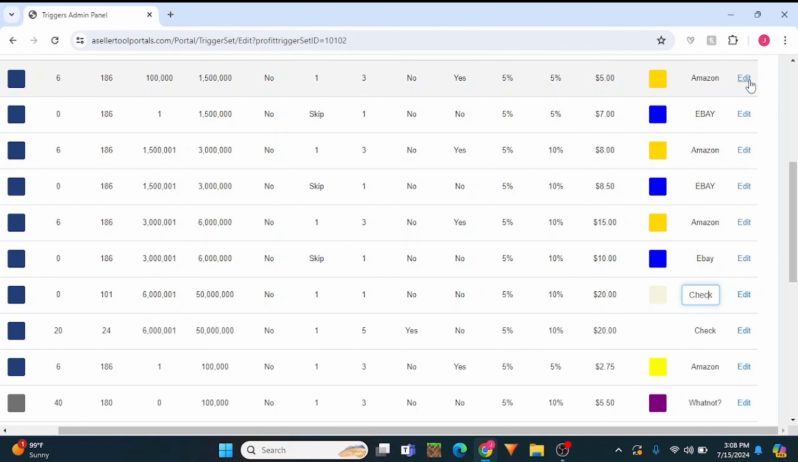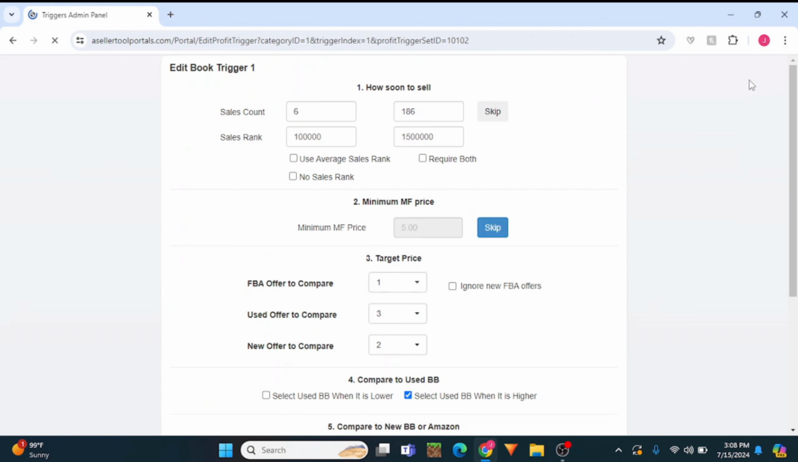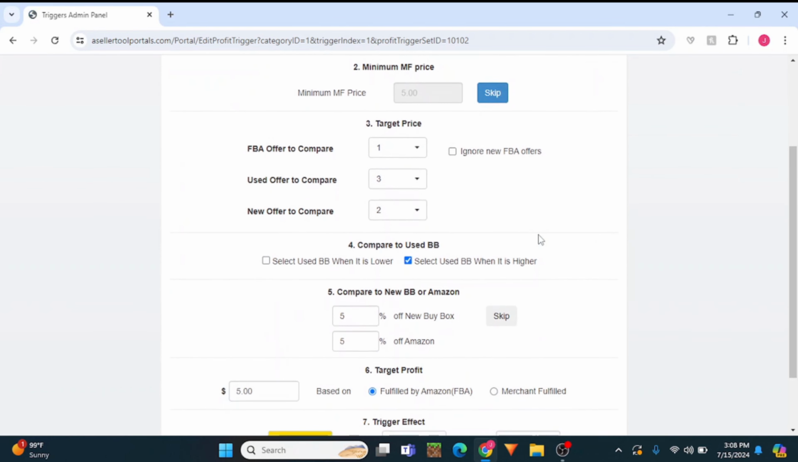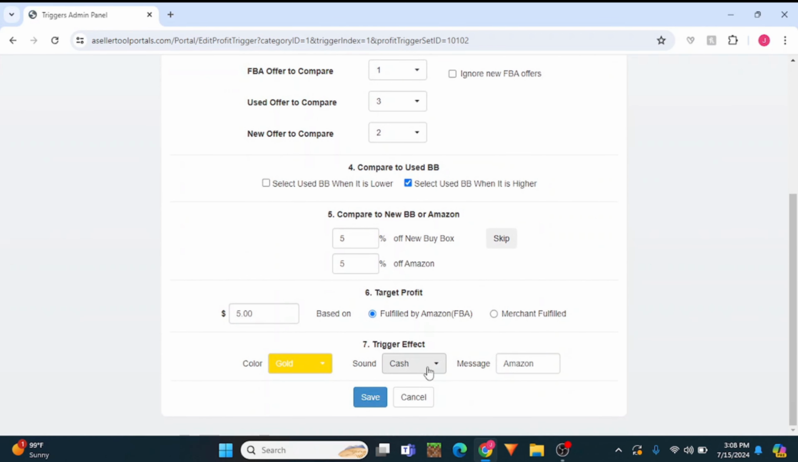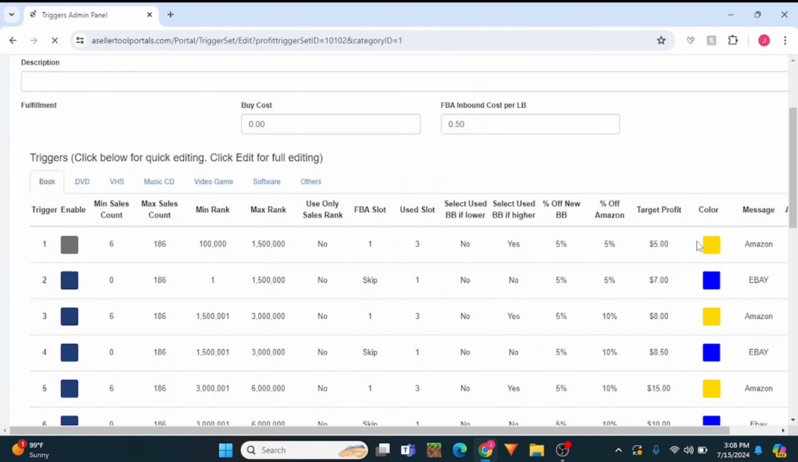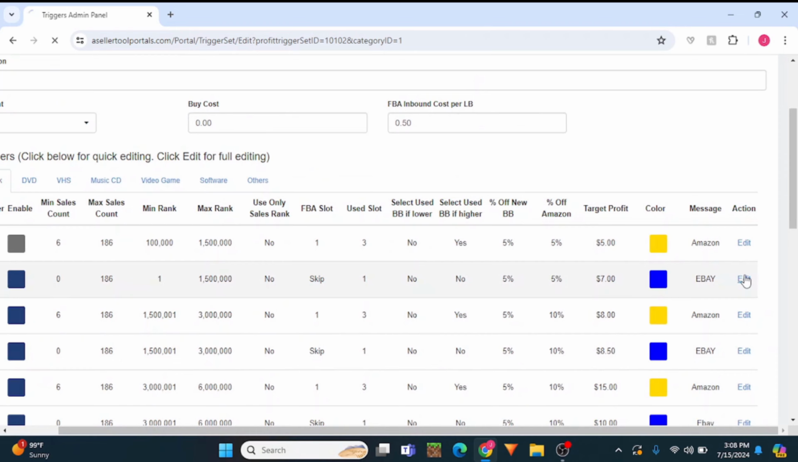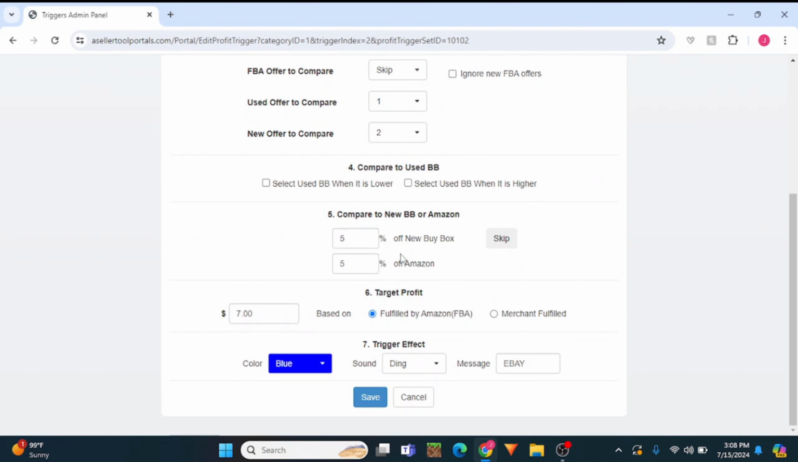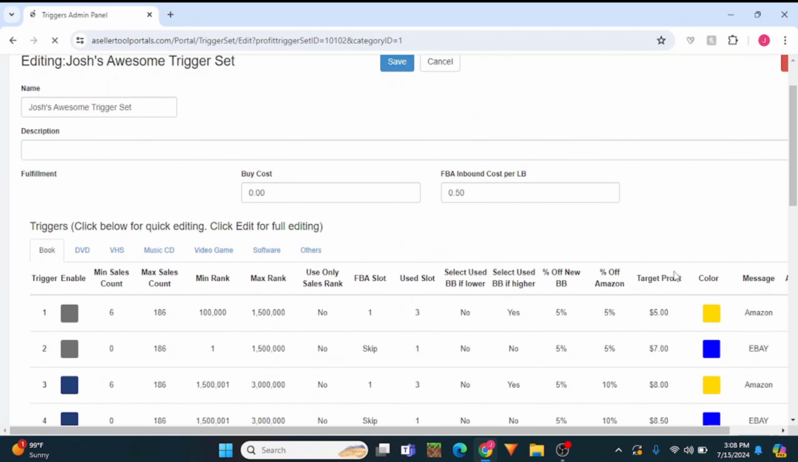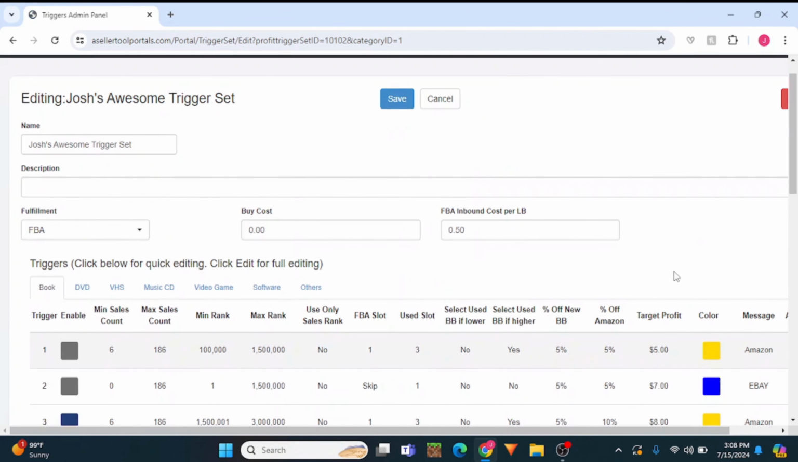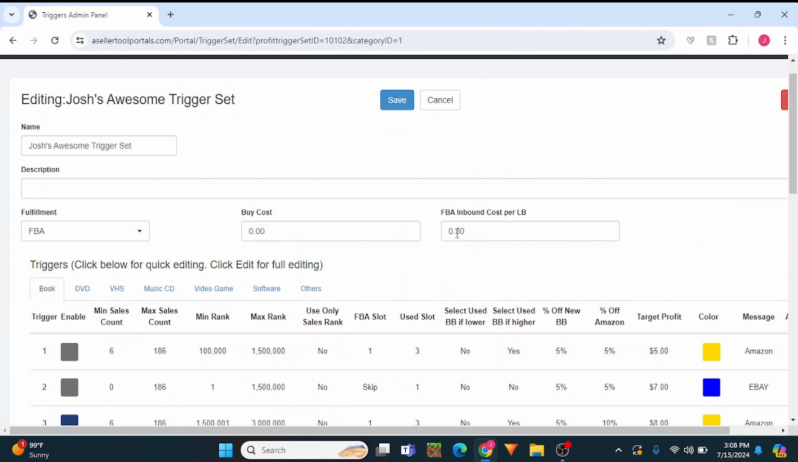Also, if you click over here on edit, you can change the sound that it makes. I have a different sound for Amazon. It makes that cash sound. And then I have a different sound that I use for my eBay books, which really helps as I'm sorting through there. It makes a ding for the eBay, a cash for the Amazon, and just gives me a good idea.